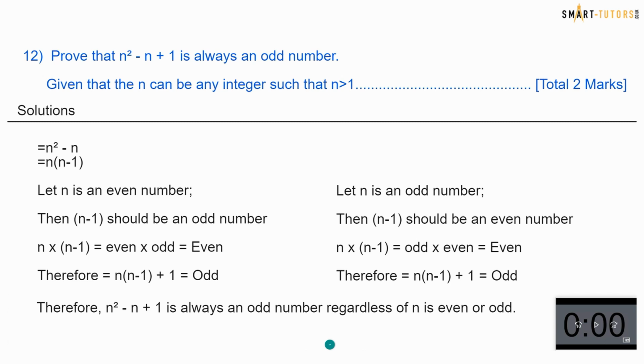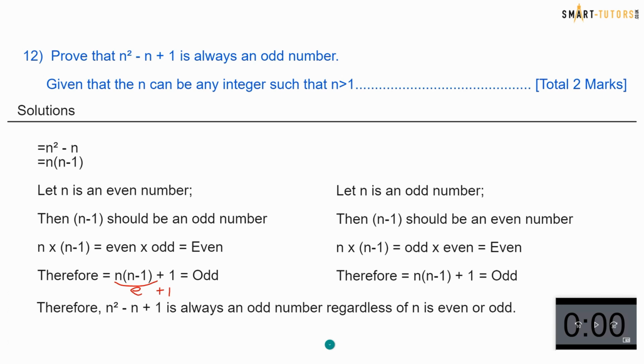Let n be an even number. If n is an even number, then n minus 1 should be an odd number. If one number is even, the number before it is definitely odd. So n times n minus 1 is an even number times an odd number. You can put some numbers in your head to work it out. An even number times an odd number is always an even number. Therefore, n times n minus 1 is an even number, and plus 1 always gives an odd number. If you add 1 to an even number, it is always an odd number.